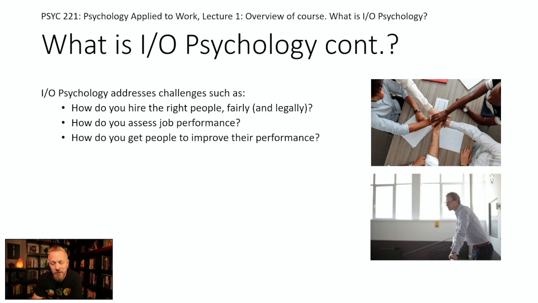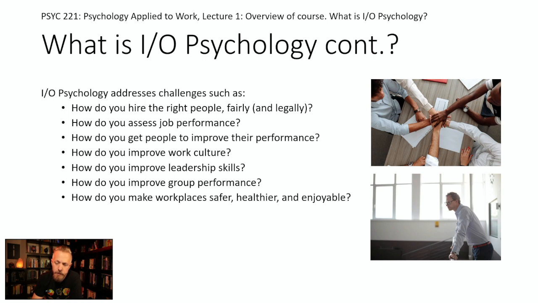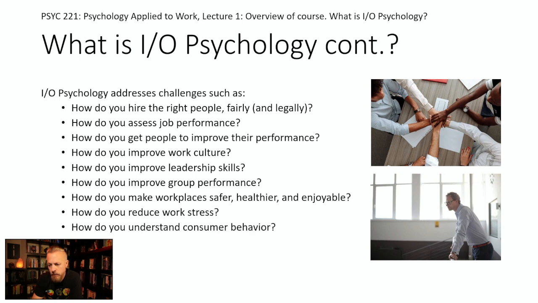There's a lot of money and a lot of difference in success between different organizations. A nonprofit trying to do their best with a volunteer organization, it's still, how do you get the most out of your volunteers? How do you make it a win-win? How do you improve the culture at work? How do you make leaders better? How do you get groups to perform better? How do you make sure the workplace is safe and healthy and that it's a place people want to go to and enjoy themselves? How do you reduce the stress at work? And then on the consumer side, how do you understand the consumer of your product if you're an organization or you're an advertising agency or that sort of thing?